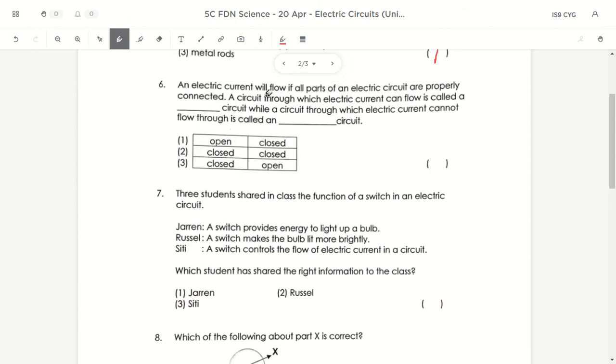An electric current will flow if all parts of the circuit are properly connected. That's what we know. A circuit through which electric current can flow is, this one is definitely okay, when electric current can flow, it must be a closed circuit.